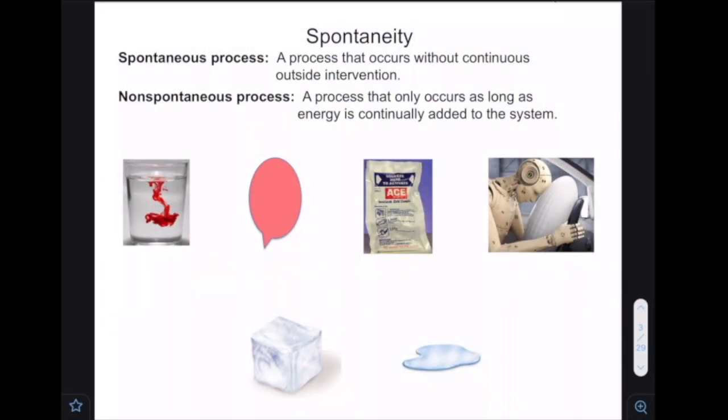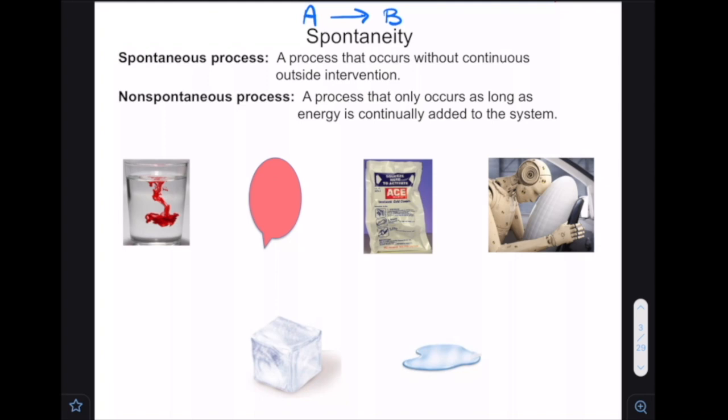So spontaneity, this is a term that we use simply to describe whether or not a reaction, as written, let's say A going to B, whether that reaction will actually occur on its own without any outside intervention. We might need to give it a little kick to begin with, and we'll talk about that later. But once it's going, it doesn't require any other outside intervention for that reaction to keep going. That's what we call a spontaneous process.